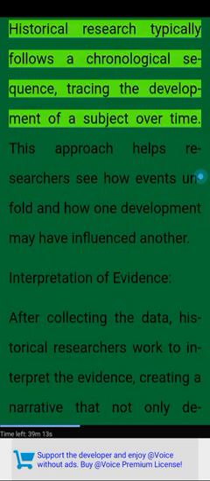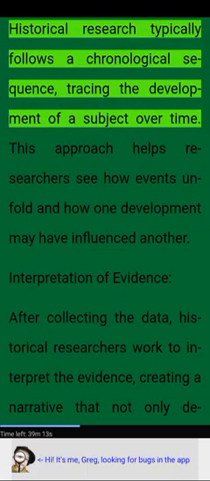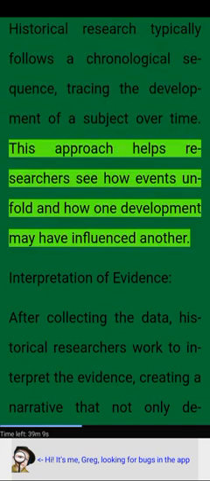Chronological approach. Historical research typically follows a chronological sequence, tracing the development of a subject over time. This approach helps researchers see how events unfold and how one development may have influenced another.